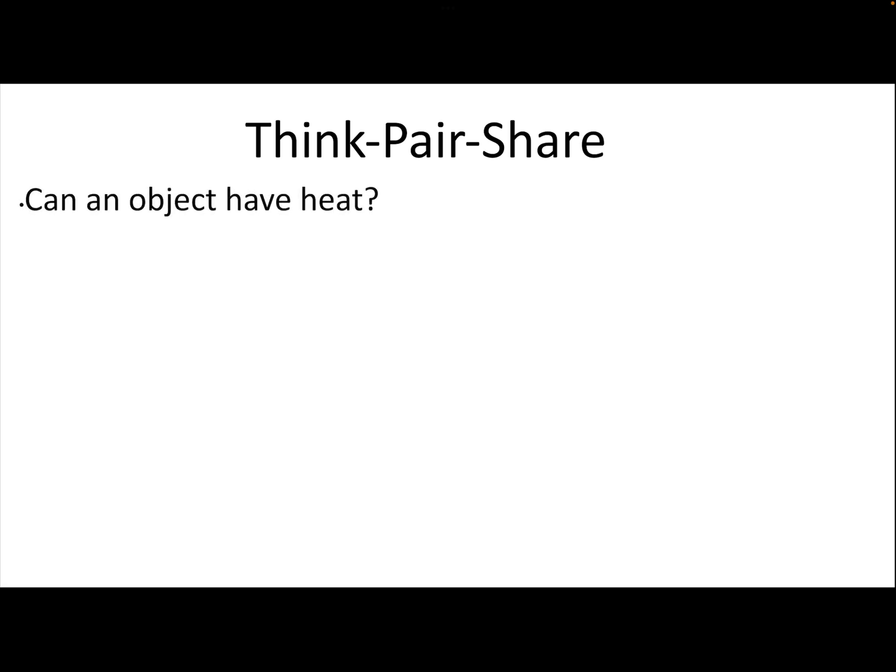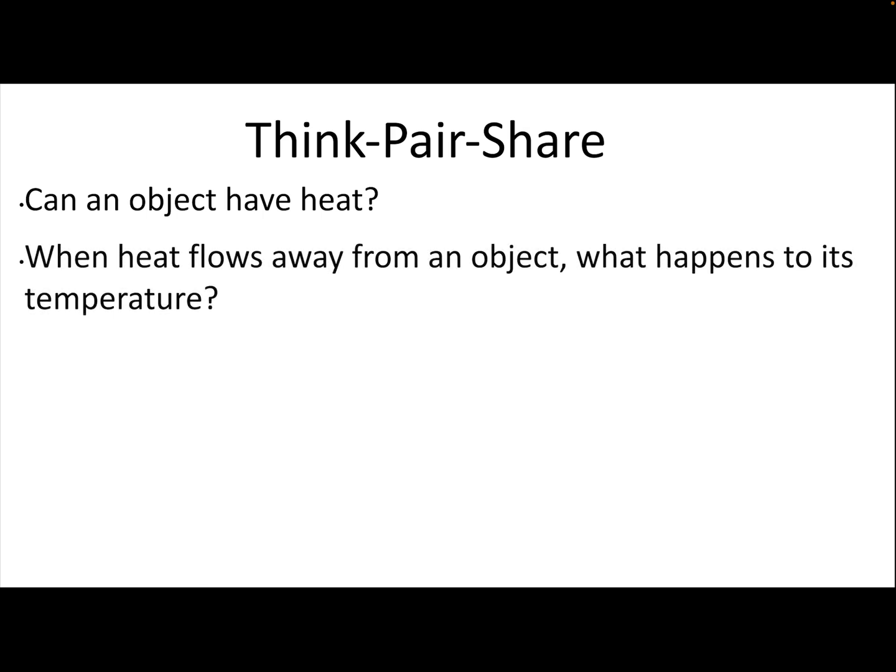All right, so a few questions and answers. Can an object have heat? The answer is no. Objects have temperature. Heat is the energy that flows off of hot objects. Question 2, when heat flows away from an object, what happens to its temperature? As heat flows away, the object is losing energy. So as it loses energy, the temperature is going to decrease.